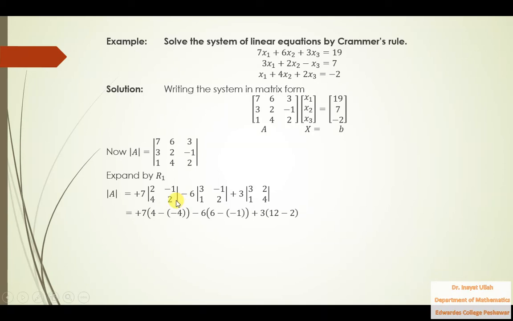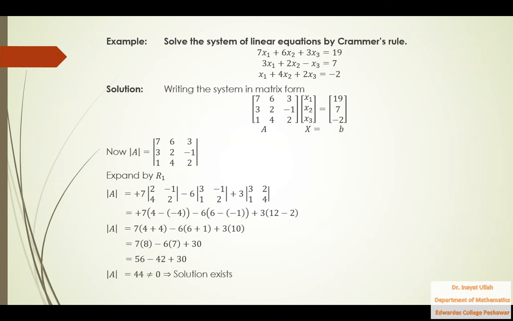Now, 2 into 2 is 4, minus 4 into minus 1 is minus 4. Similarly, 2 into 3 is 6, minus 1 into minus 1 is minus 1, and the last one is 4 into 3 is 12, minus 2 into 1 is 2. Simplifying to get the determinant of A, we see that the determinant of A is 44, which is not 0, so the solution of the system exists.